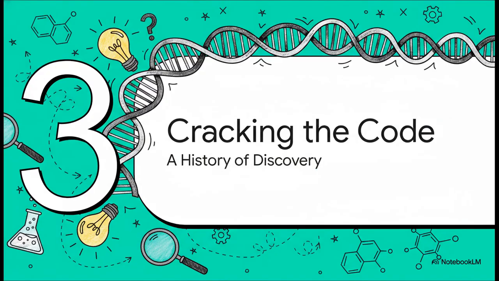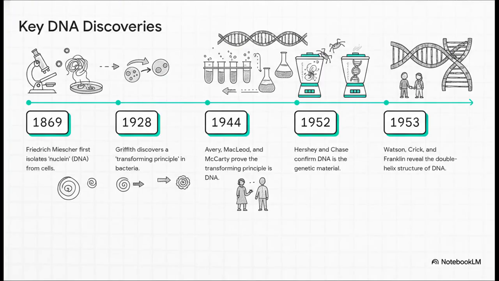But how in the world did we figure all this out? I mean, this information wasn't just handed to us on a silver platter. It was a total scientific detective story that took decades and some seriously brilliant people to finally crack. And it was a long journey. It actually started way back in 1869, when a scientist named Miescher found this mysterious stuff in cells. For decades, nobody really knew what it did.